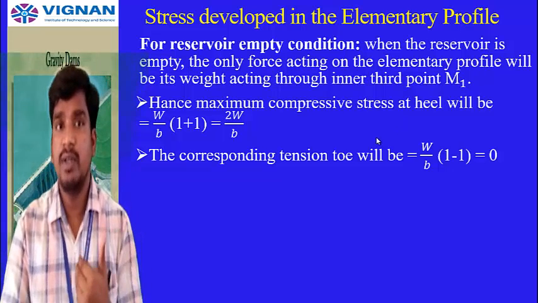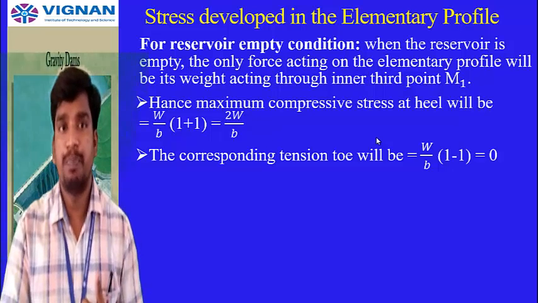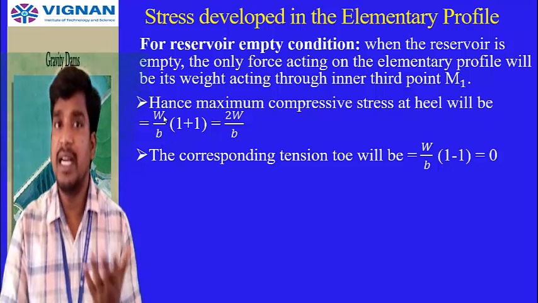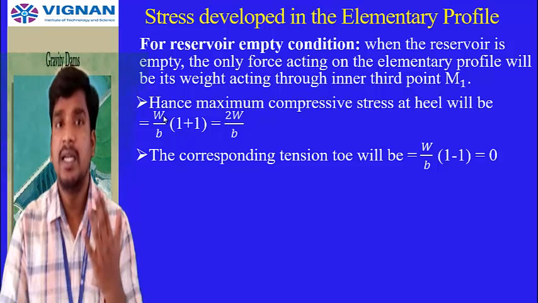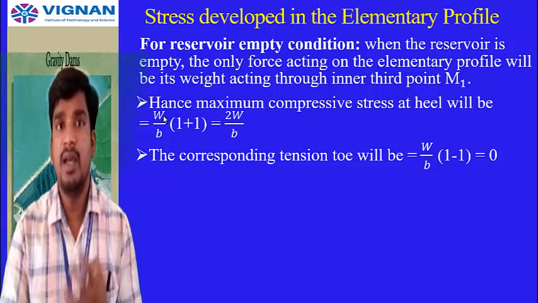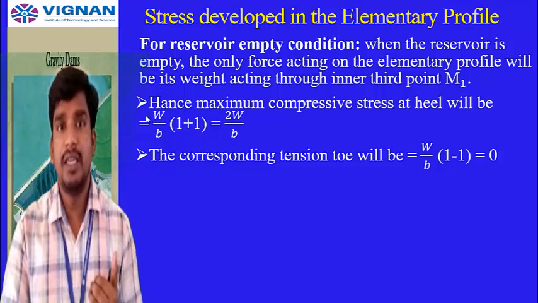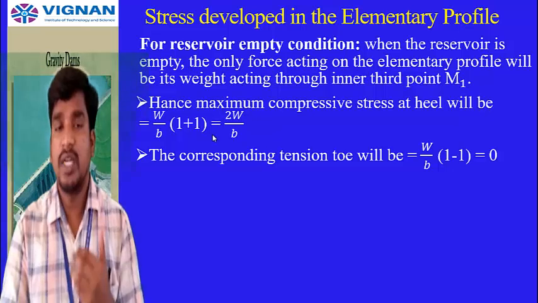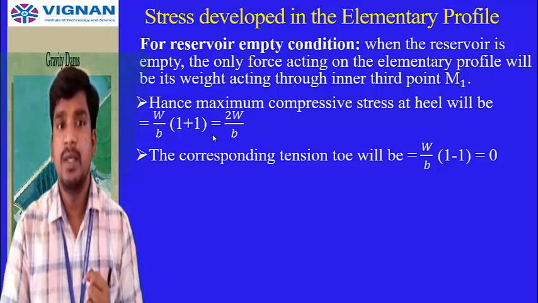That is at a distance of B/6 from the center point of the base of the dam. Then the maximum compressive stress at the heel will be given as W/B. See here, V, the vertical resultant force, is not considered. Previously V was considered as W minus Q, weight of the dam minus uplift pressure, but here there is no uplift pressure because no water force is acting. So only W is substituted in place of V. So W/B into (1 + 6e/B), positive because it is compressive and we are calculating at the heel. Substituting e as B/6 we get 1 + 1, so the final result will be 2W/B.